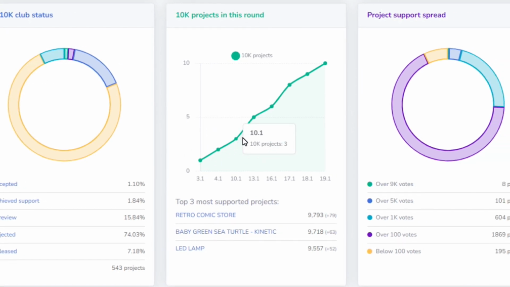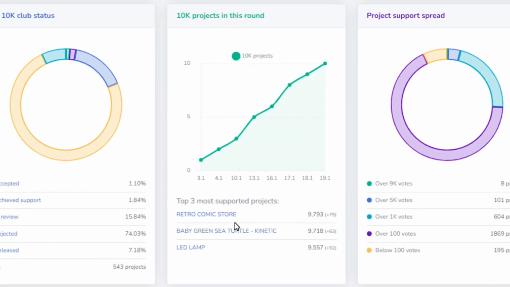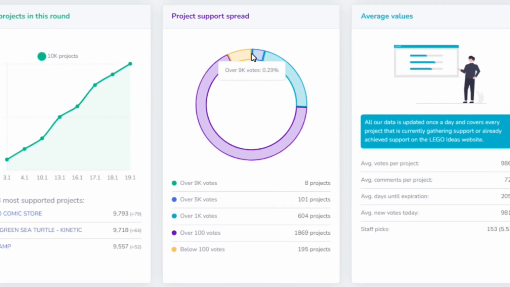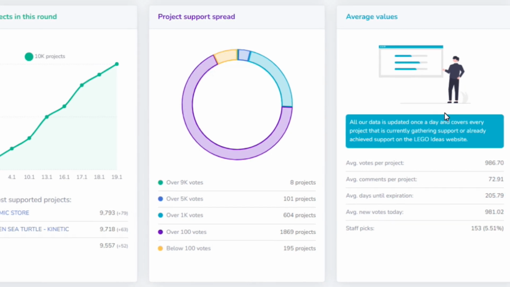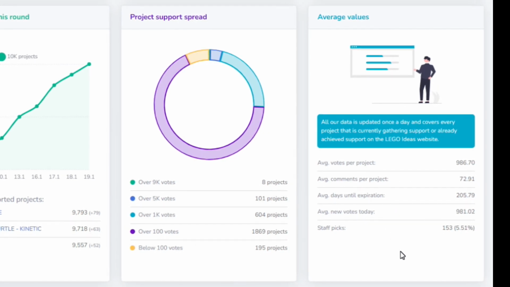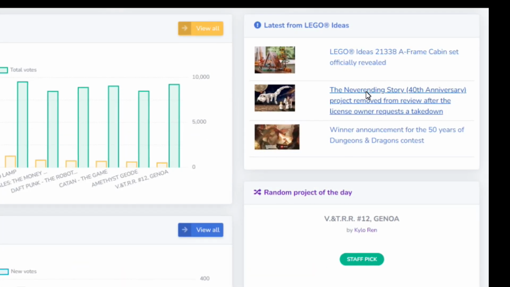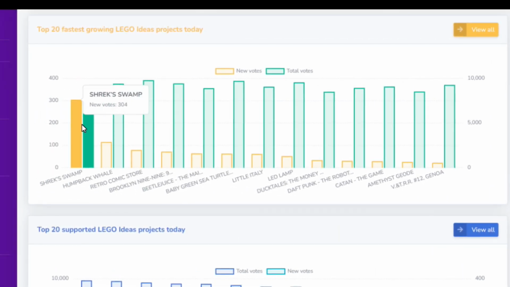What you see here on the dashboard are the current numbers for projects that reached 10,000 votes, the amount of 10K projects in the currently open review round and when they reached that number, the support spread between all projects and some average values across all projects. This is where you can get a decent estimate on whether your LEGO Ideas project is performing above or below the average. Next, we have some important news from the LEGO Ideas blog along with links if you want to read more. And then come the charts.